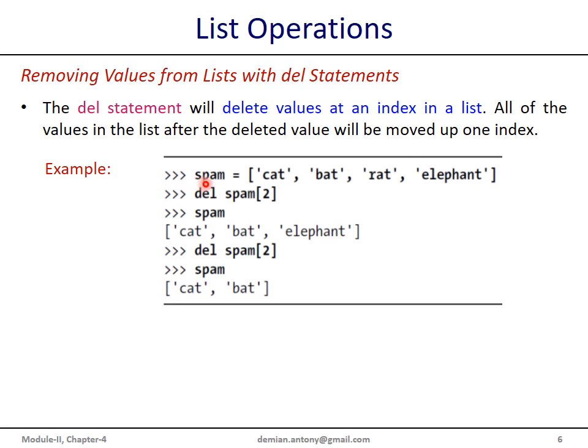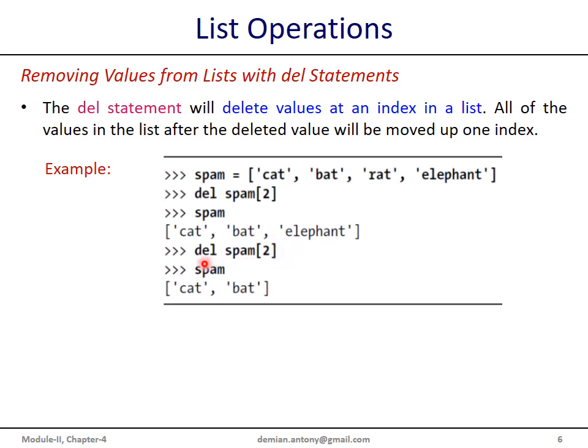Here we have a list spam with 4 elements, and we want to delete the third element, that is rat. What we have to write is, we have to use the statement del followed by the list name with the index of the item to be deleted. And after that, if you print, you will get only 3 elements, and the element elephant is moved up in the list by one index.